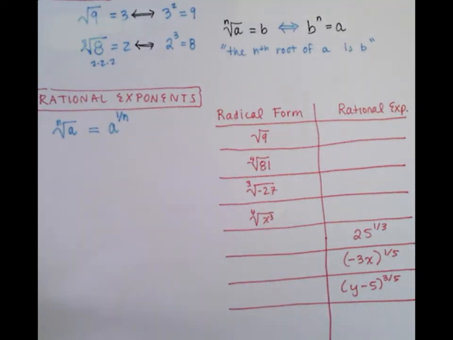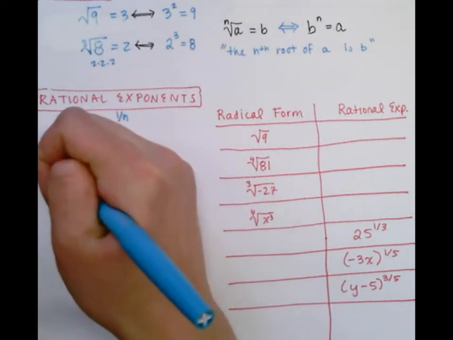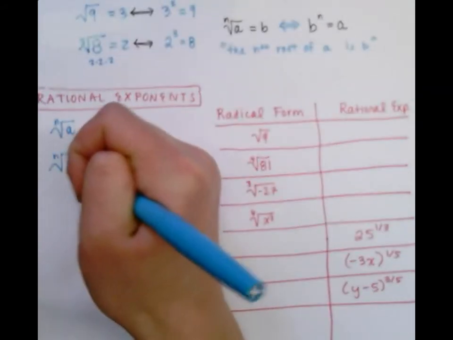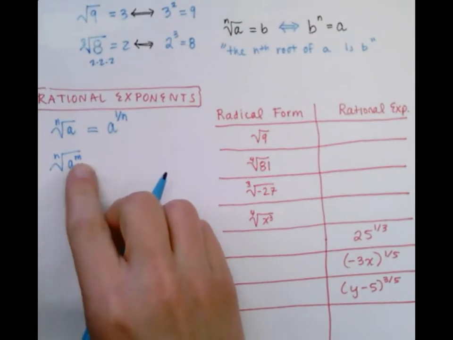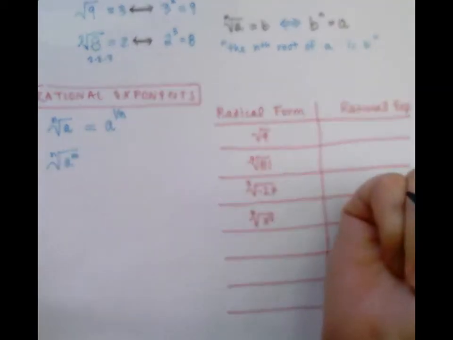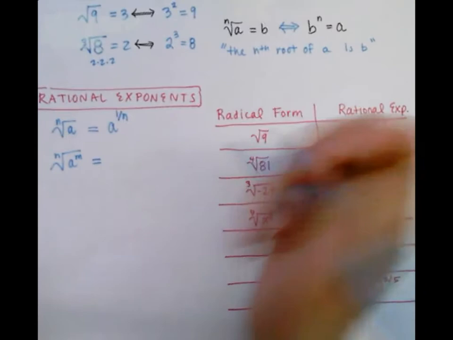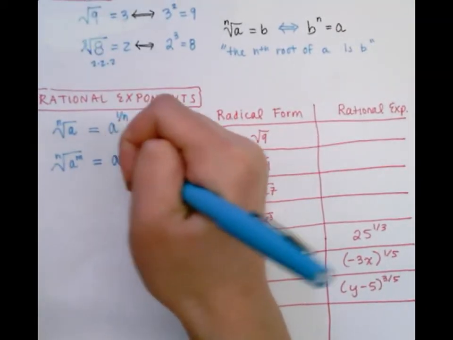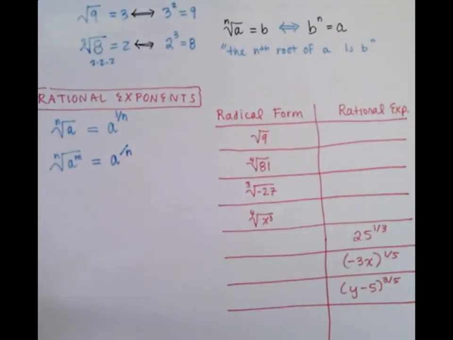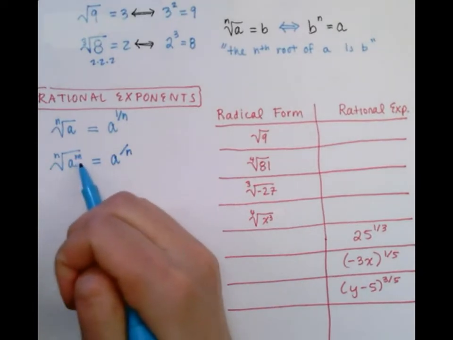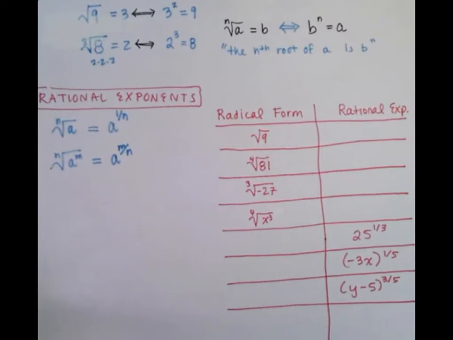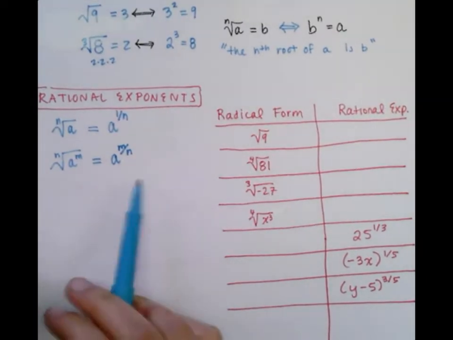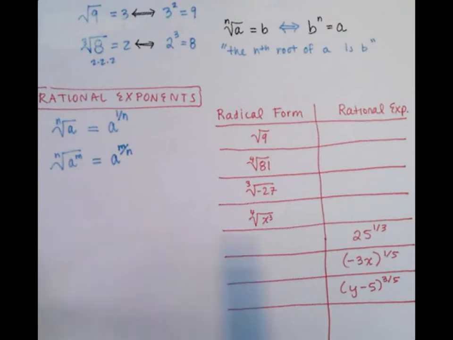Now, sometimes you'll have an nth root of something, but you might have an exponent inside, like the nth root of a to the m. And what we're going to see there is something interesting. That n is still going to become the denominator of our fraction. But we already were raising a to the mth power, so that stays there. So it becomes a to the m over n. We are going to use both of these when we convert.